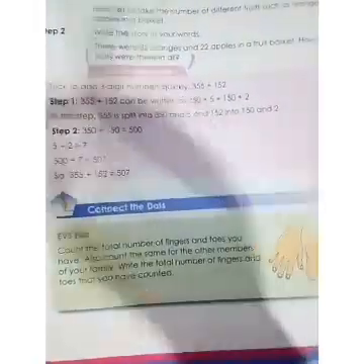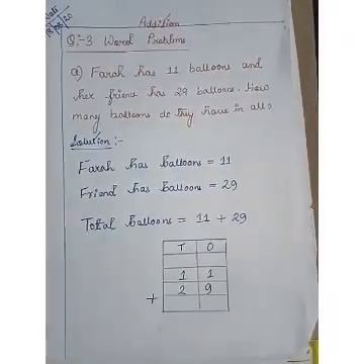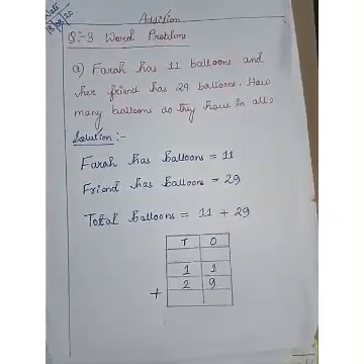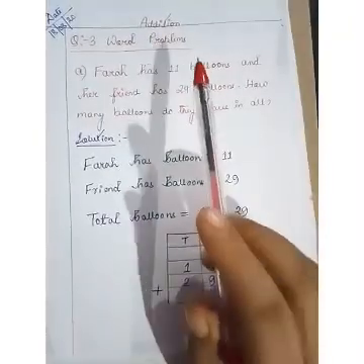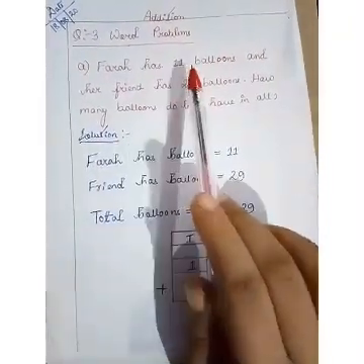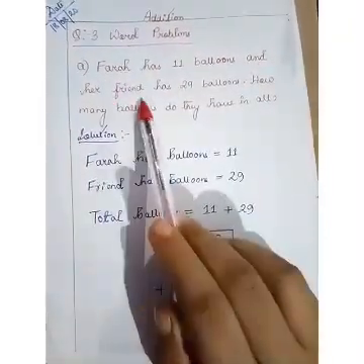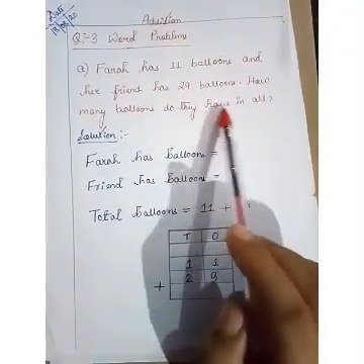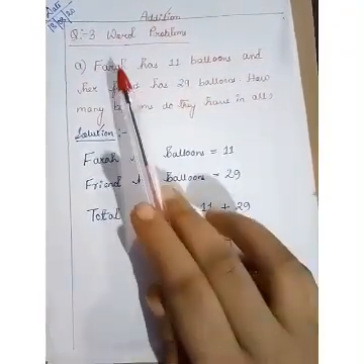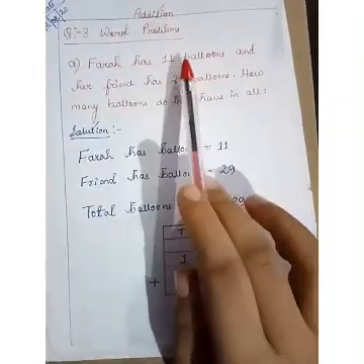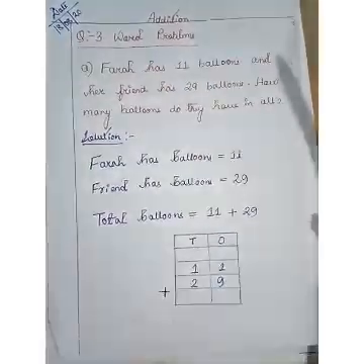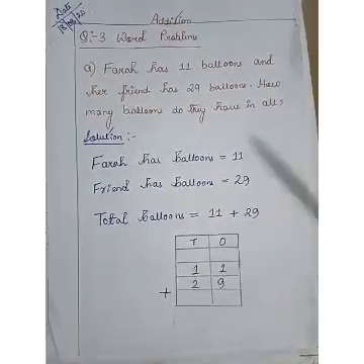Alright children. So children, we are going to do the word problem from the drill time. Okay, there are two questions here. The first question I am going to read it out. Farah has 11 balloons and her friend has 29 balloons. How many balloons do they have in all? Okay, so Farah and her friend, they have got 11 and 29 balloons. Okay, so we have to find how many balloons they have in all.